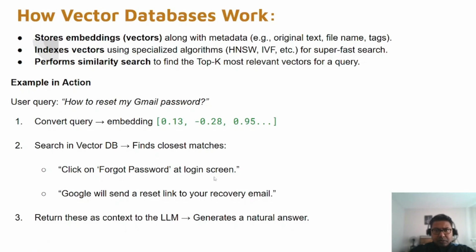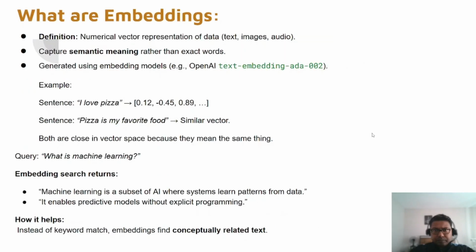It finds the closest matches, these two: click on forgot password at the login screen, and Google will send a reset link to your recovery email. Then it takes these two pieces of information retrieved from the vector database and passes them to the LLM, which generates a natural answer. So I hope you understood how a vector database works.